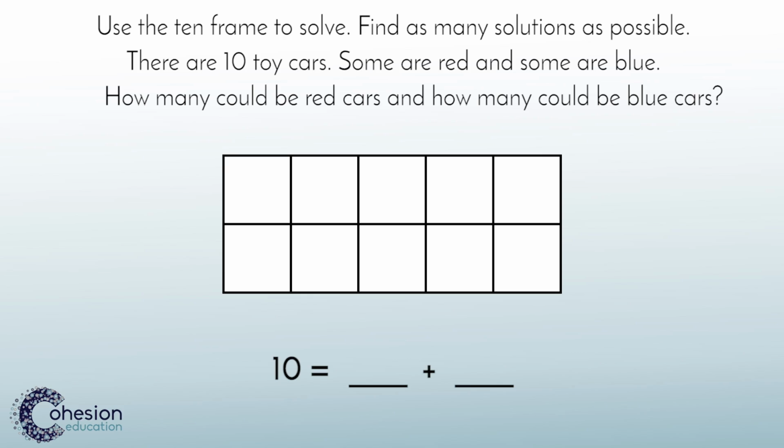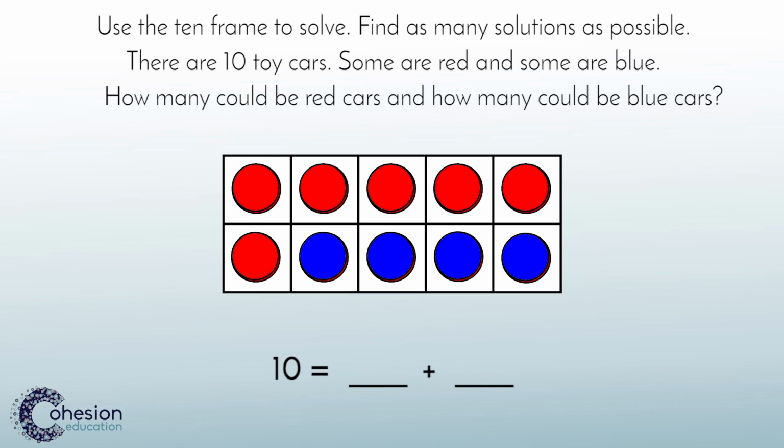For this problem, students will use a 10 frame, but keep in mind that other tools or models could be used as well. Notice that the equation starts with the sum 10 and the equal sign on the left-hand side. This shows students that the equal sign can either be on the right or the left-hand side of an equation, as long as the amounts on both sides of the sign are the same.